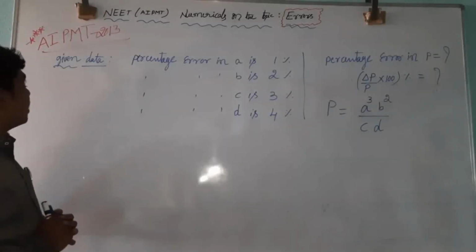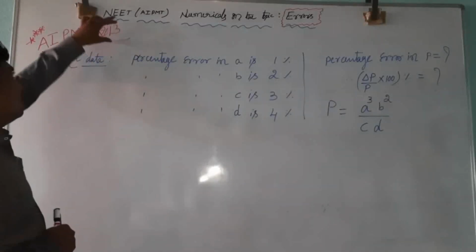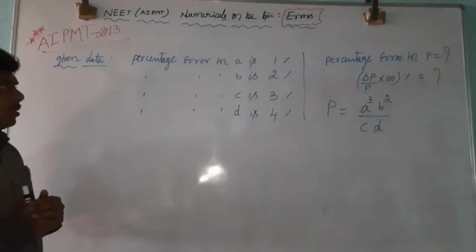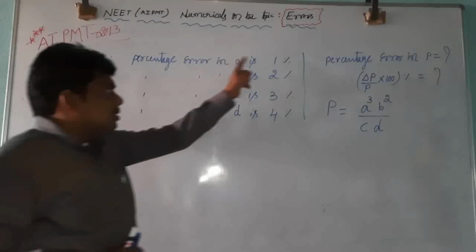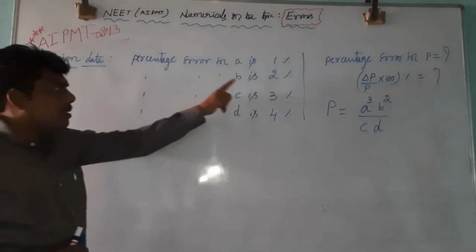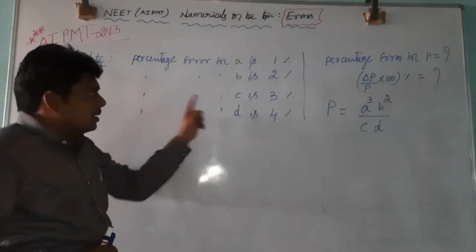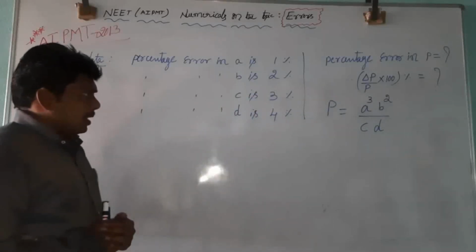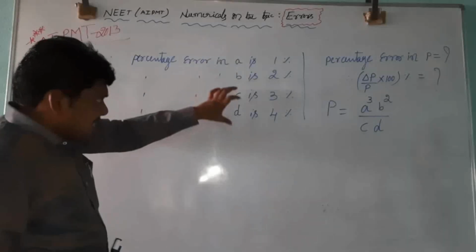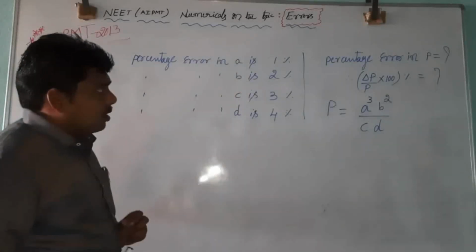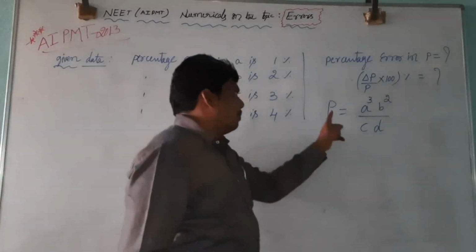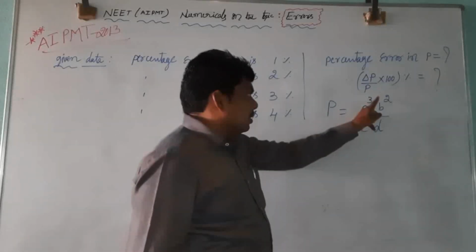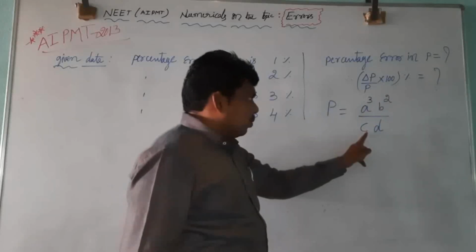This question is from the AIPMT, that is academic year 2013. What is the question? Percentage error in A is 1 percentage, percentage error in B is 2 percentage, percentage error in C is 3 percentage, percentage error in D is 4 percentage. Whatever the A, B, C, D are, those are nothing but physical quantities. They are related with P, a different physical quantity, that is given by P is equals to A to the power 3, B to the power 2, C, D.